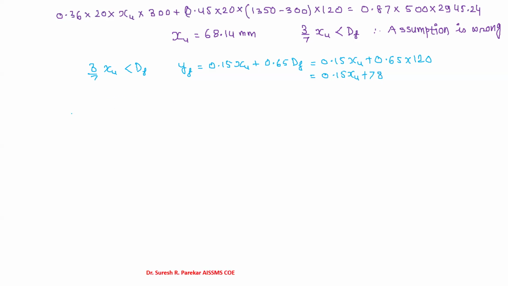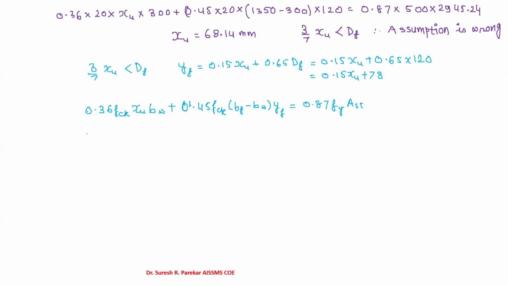And now if we write the equation Cu equal to Tu, then we have 0.36 FCK XU BW, this part is as it is, plus 0.45 FCK, this stress will be as it is, into BF minus BW. The change we have over here is YF, and the right side is 0.87 FY AST.